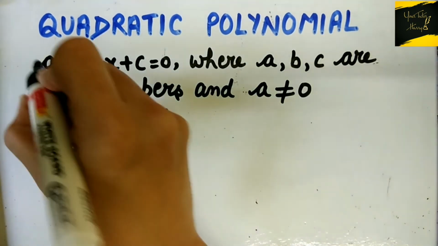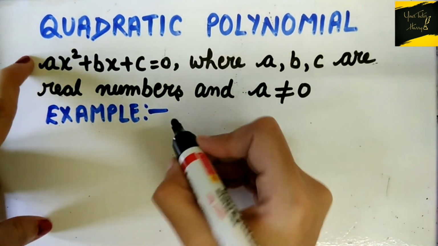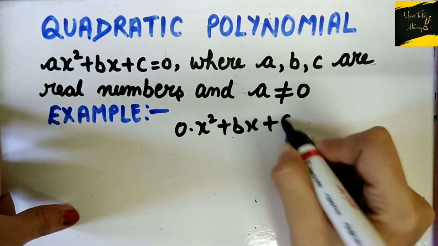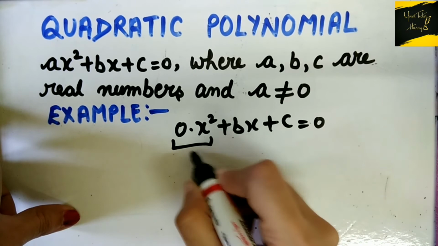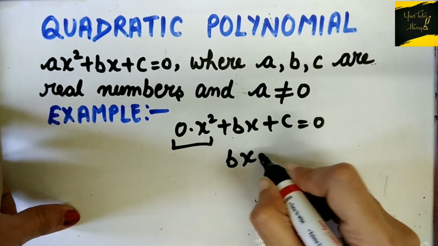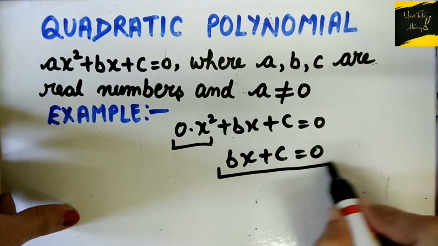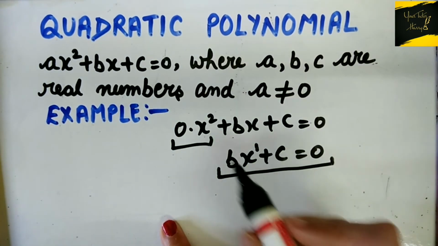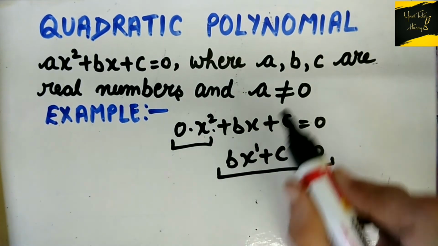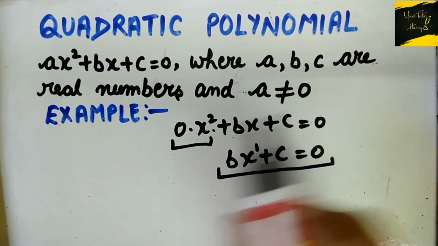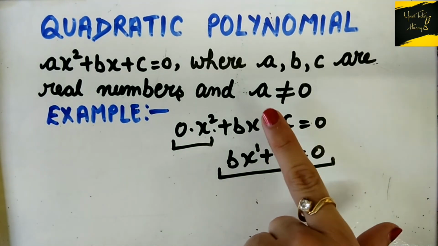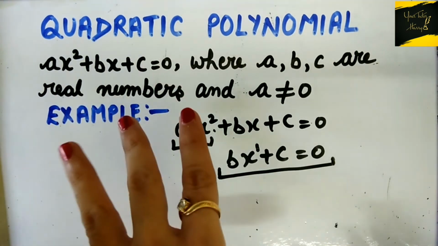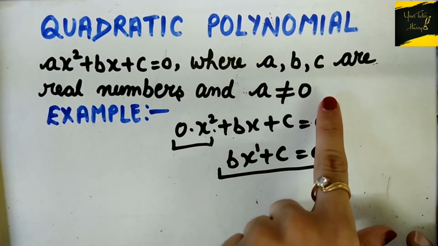If I put the value of a as 0 in this equation, then what does the equation become? 0 multiplied by x² plus bx plus c is equal to 0. This term becomes 0, so what we have left is bx plus c is equal to 0. You can have a look, this becomes a linear equation because it contains the highest power of x, that is 1. But for a quadratic polynomial, what do we need? We need the power of 2. That's why we cannot put the value of a as 0. So a, b, c are real numbers, but I cannot make a equal to 0 because if I do so, the quadratic polynomial gets eliminated. That's why here a cannot be 0.